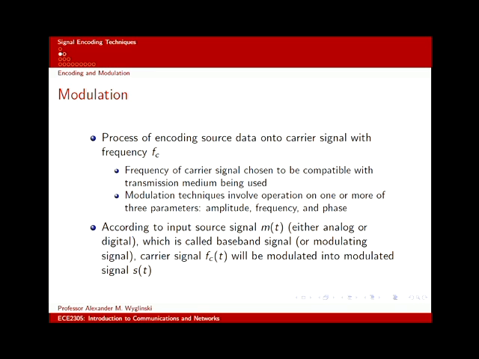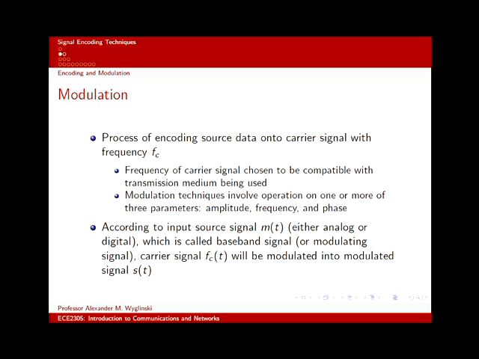Modulation is the process of encoding source data into a carrier signal that has a frequency FC. In this lecture, we're going to have digital data, and somehow we're going to superimpose that data onto some digital signal. That carrier frequency, FC, we choose in order to be compatible with the transmission medium. For digital data and digital signals, our transmission medium could be something like copper or fiber optics, something of that nature.